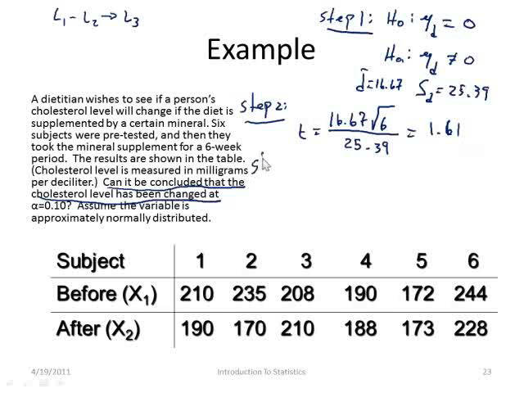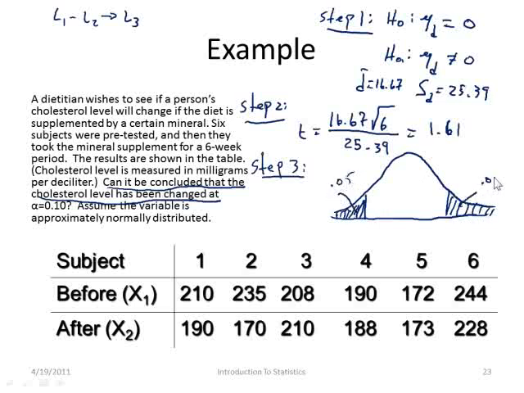So step 3, we need to draw our t distribution, and we have a two-tailed test. So how much area is going to be in each tail? 0.05 is in each tail. And what is our degrees of freedom? 5. So again, however you want to compute these, either using the chart or the inverse t, you should come up with negative 2.015 and 2.015.